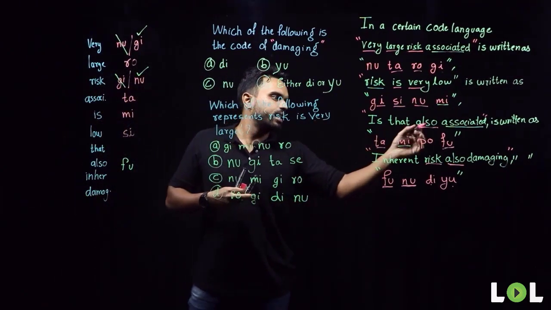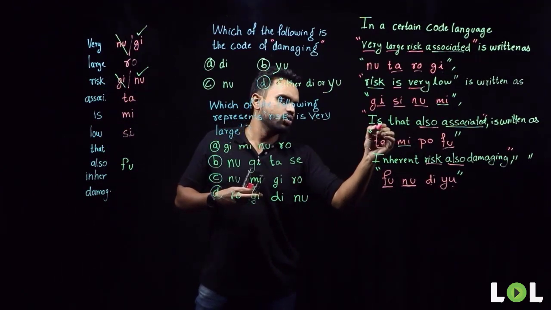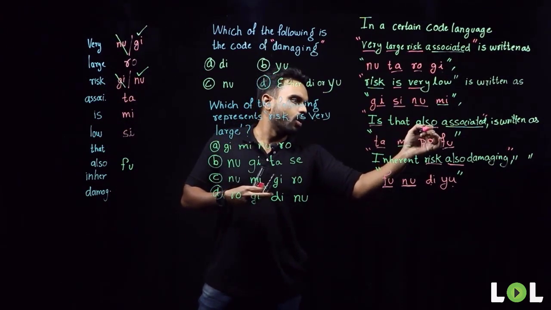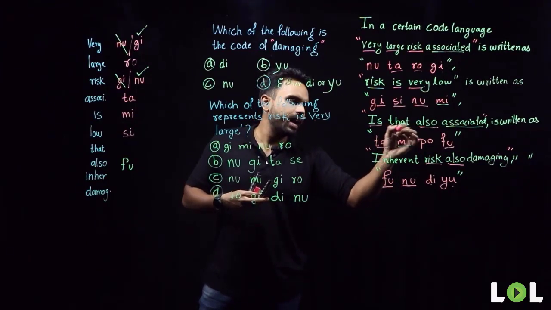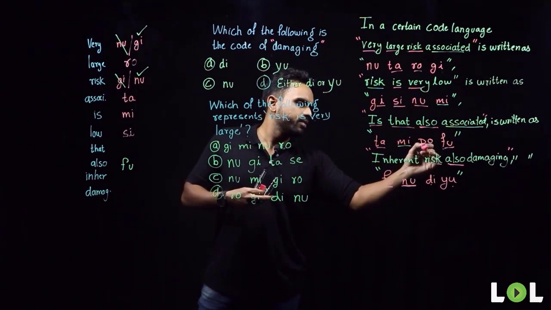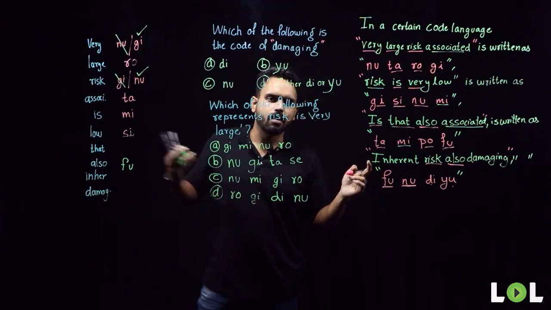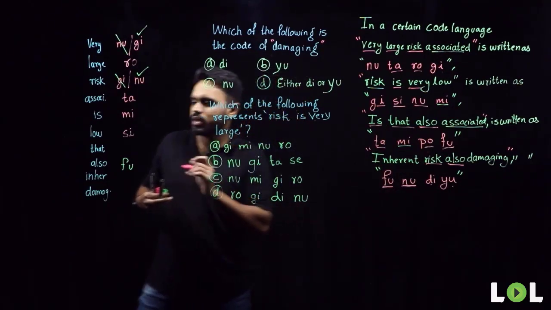Next, is that also associated? Is known to us. Also is also known to us. Associated also known to us. That is unknown. So what is one which is not been taken by any one of them is po. So that will be po here.